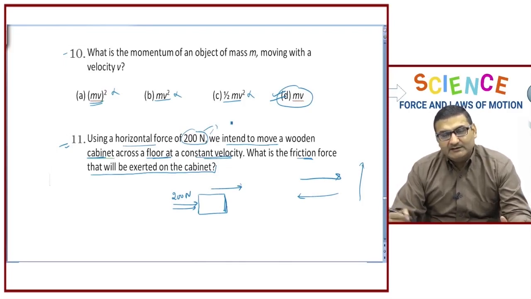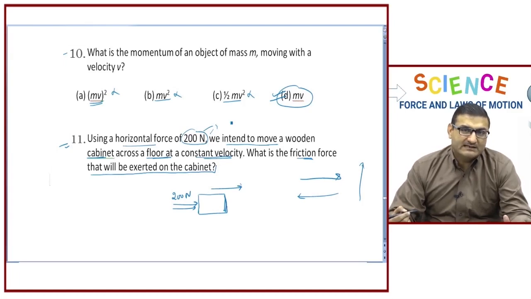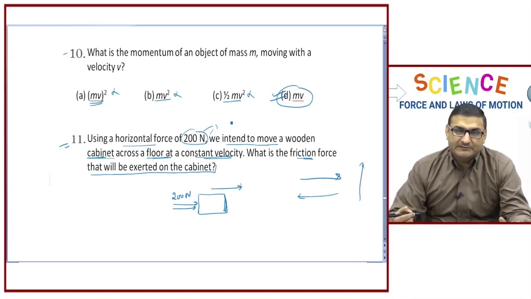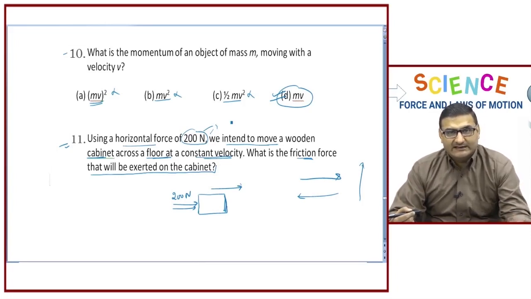It can't be even equal to 200 Newton. Why? Because had it been equal to 200 Newton, then in that case, both the forces must have been balanced, they must have cancelled each other's effect, and the cabinet would have stayed at its initial position only. So therefore, we can relate that the frictional force needs to be less than 200 Newton if we want to move this cabinet with a constant velocity.